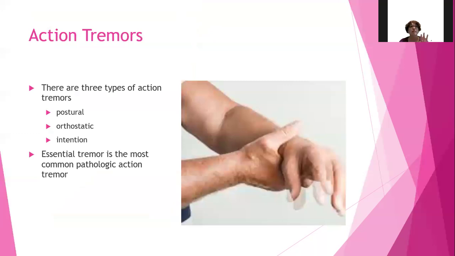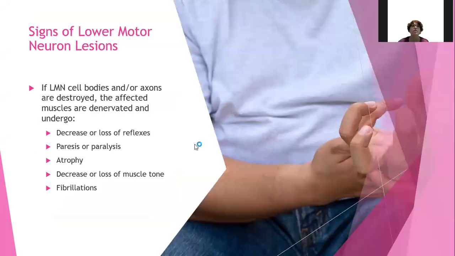So there are three types of action tremors: postural, orthostatic, and intention. Essential tremor is the most common pathological action tremor, and it's idiopathic. They don't know what causes it. Kind of a drag.